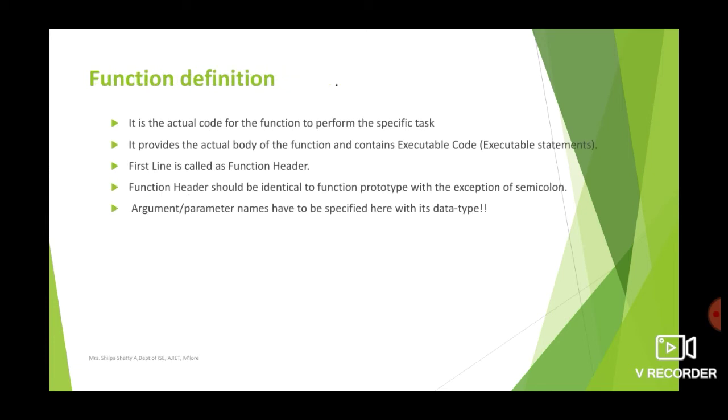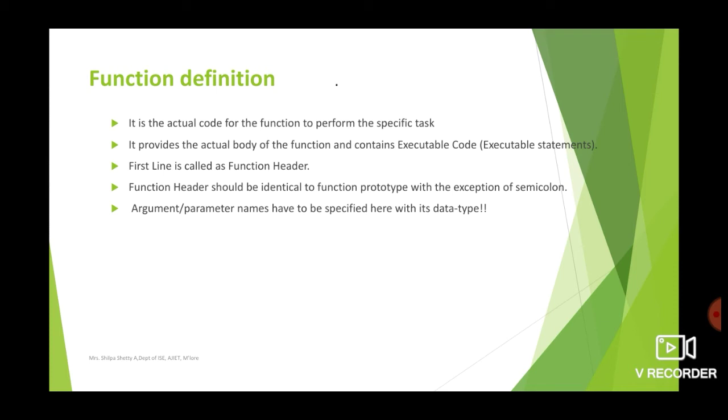So function definition is the actual code for the function to perform the specific task. It provides the actual body of the function and contains executable code or executable statements. So what the function has to perform, that code is nothing but the function definition. The first line is called a header. So the function definition's first line is called the header.